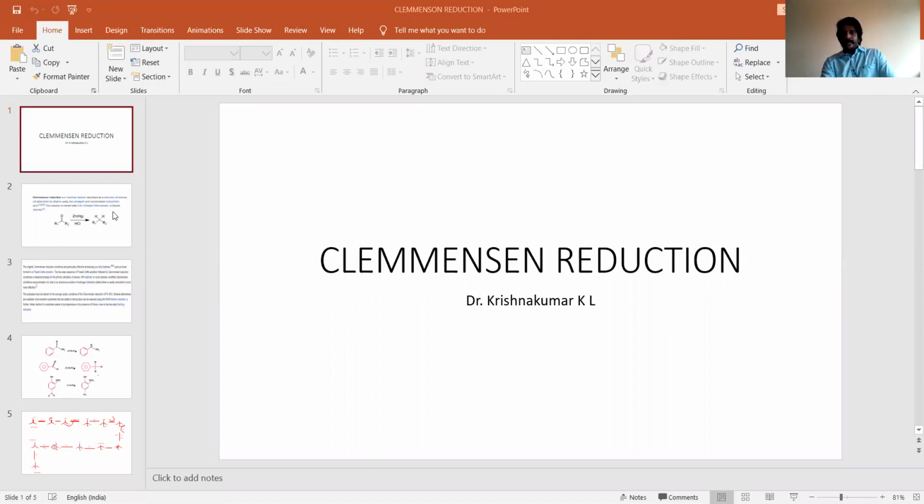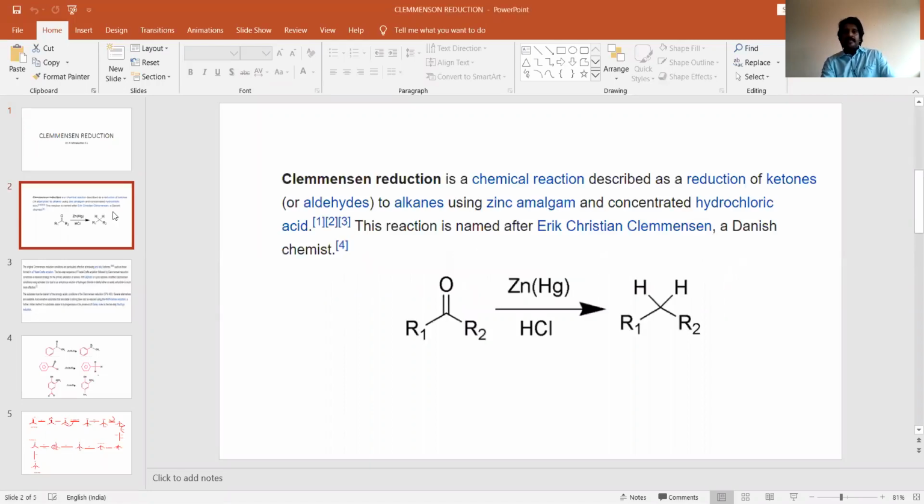Let me start by saying how the name Clemmensen reduction came. The name came from the name of the inventor, that is Erik Christian Clemmensen. He is a Danish chemist. And this particular reaction comes under the class of reduction reactions of carbonyl compounds.